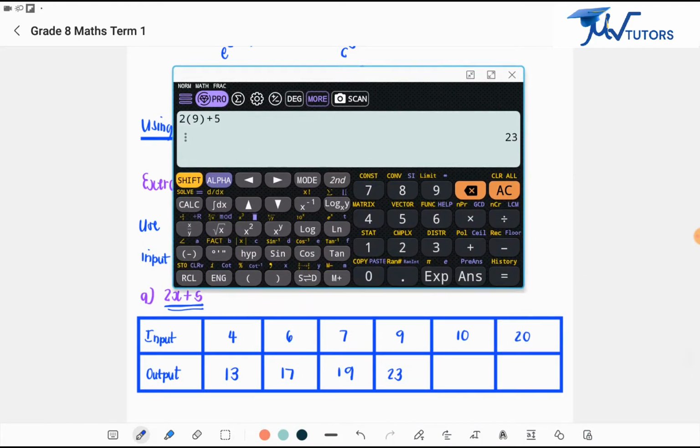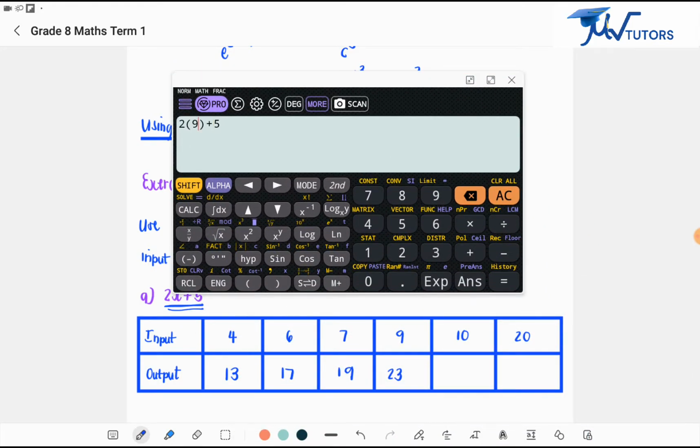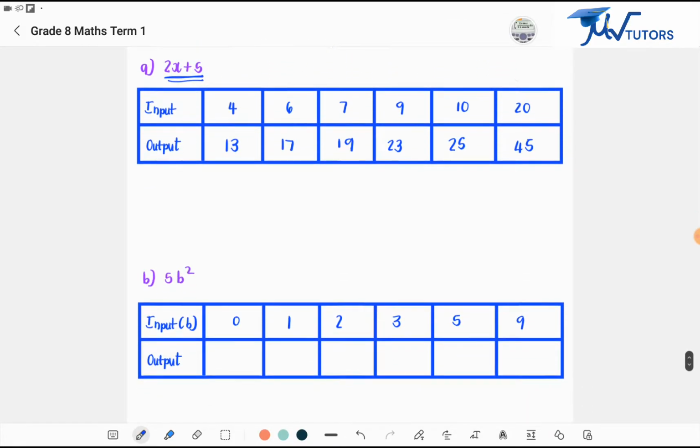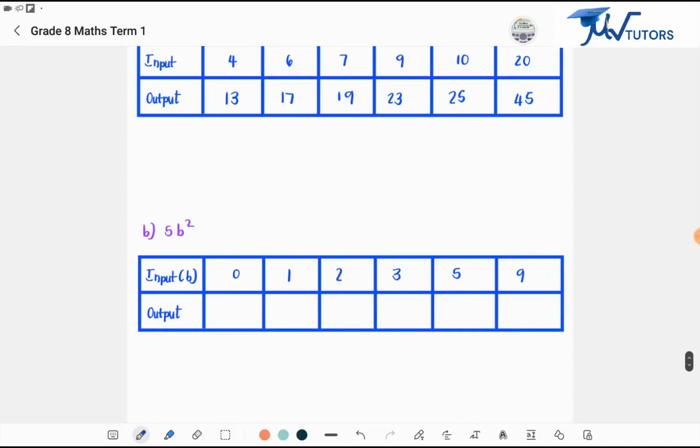Put this up there so that I don't struggle. All right, then we have 10 there, so that's 25. And then 2 times 20 is 40 plus 5, 45. All right, so that was that. And then secondly, we have 5b squared. Okay, that is your rule.